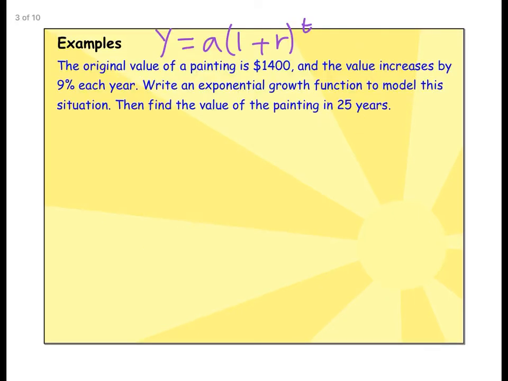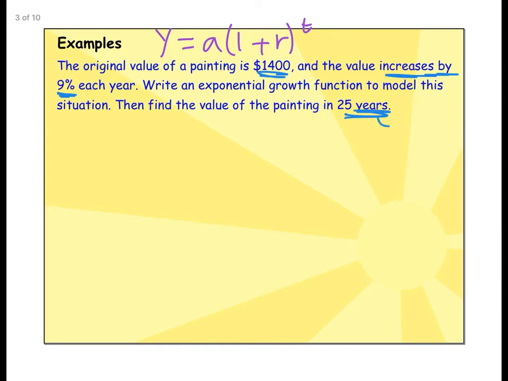Okay, we're going to look at an example right away for exponential growth. So we know in our problem the original value of a painting is $1,400. So that would be our a value, that's the starting amount. And the value increases by 9% each year. So it increases its growth by 9%. Write an exponential growth function to model this situation and then find the value of the painting in 25 years.